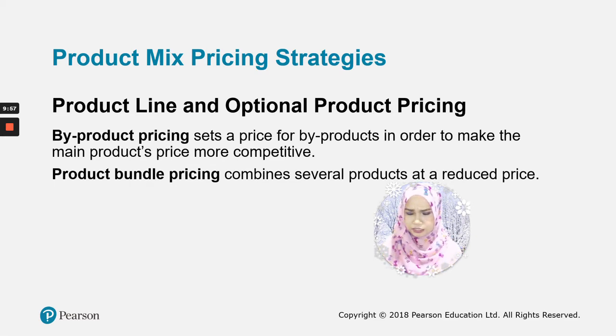Or another example is that you buy shampoo separately from the conditioner. The price will be more expensive as compared to buying the shampoo bundled together with the conditioner. For example, one shampoo is 10 ringgit, one conditioner is 20 ringgit. But when they product bundle it, the shampoo and conditioner will cost you 18 ringgit. So it will be cheaper to buy both as compared to buying individually. Right? So that is product bundle pricing.